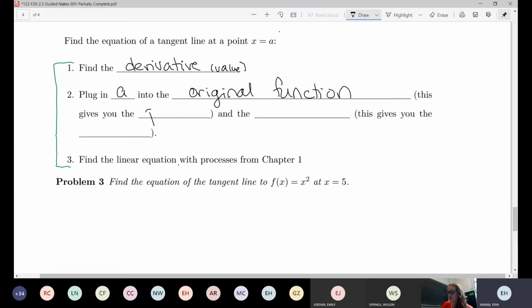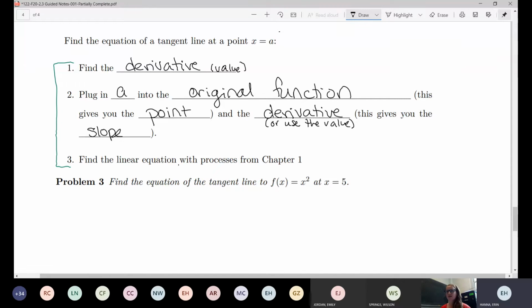This is going to give you your point, and you're going to plug it into the derivative. In our case, we're just going to use the value, and that's going to give us our slope. Because remember, essentially the tangent line is a linear equation. So we need two things to be able to write a linear equation. We need a slope and a point to write the equation of the line.